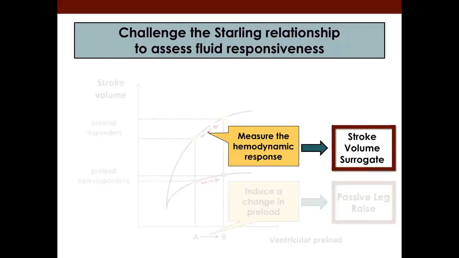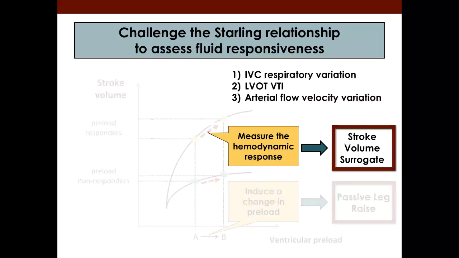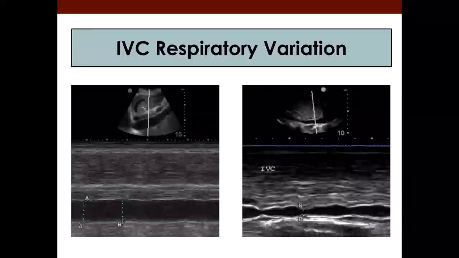So what are we using, though, for our stroke volume surrogates? And we're going to talk about 3 different ultrasounds that you can attempt to use for this purpose: IVC respiratory variation, LVOT VTI, and arterial flow velocity variation. We're going to start with IVC respiratory variation.